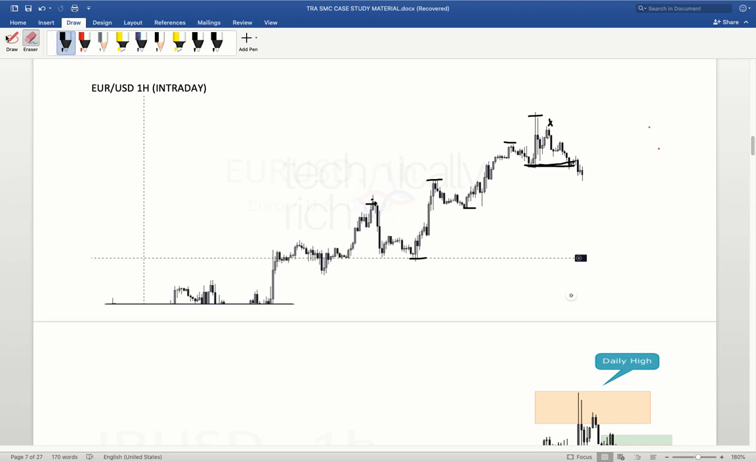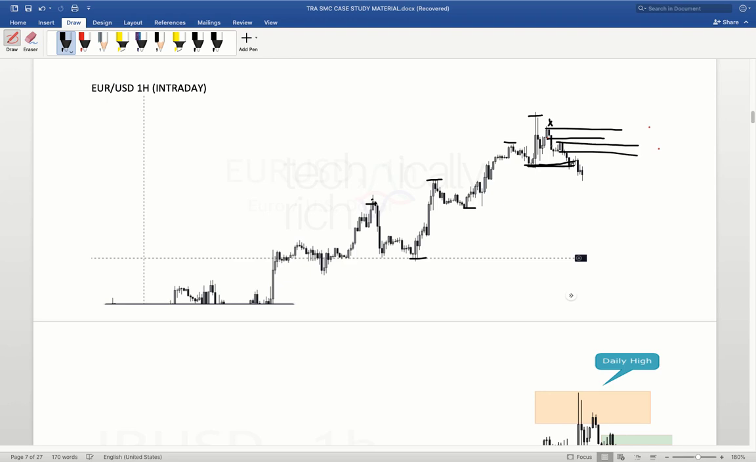All right, so you have the first area, which could be your point of interest, the first one. Maybe you can take your entry here or here.